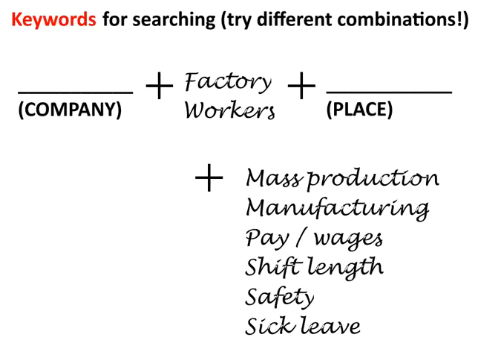So we want you to think in terms of keywords that will be effective for searching. The most important thing is to try different combinations until you find the information you're looking for. You might try Googling the company name plus factory workers plus a place name, if you also know the place where the factory is likely to be located, plus any of these other terms: mass production, manufacturing, pay or wages, which is another term for pay, and here are some other options that you could try.